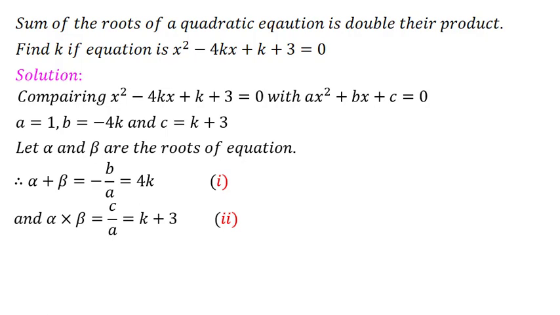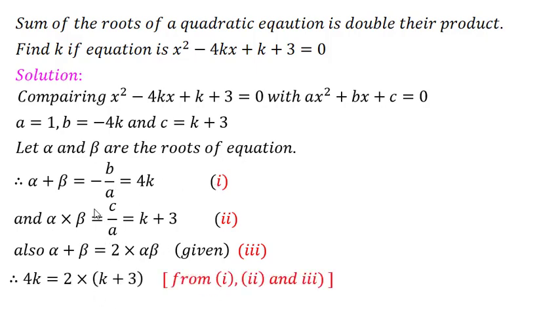And thirdly, we have been given that the sum of the roots is 2 times the product of the roots. So alpha plus beta is 2 into alpha beta. Now in this third equation, I will put the value of alpha plus beta from equation 1 and alpha into beta from equation 2. I will get 4k equal to 2 into (k plus 3). Now I have to simplify this equation and get the value of k.